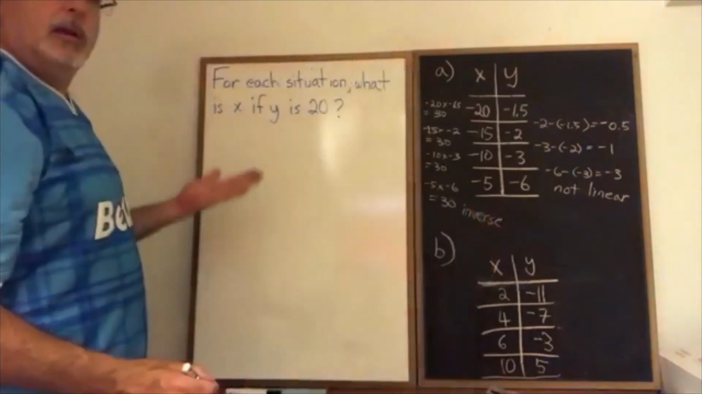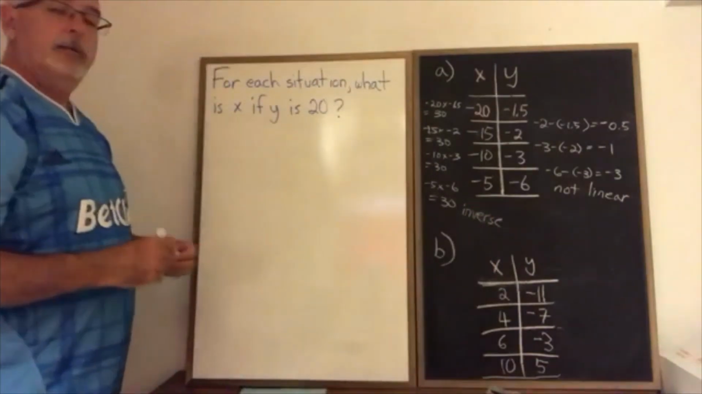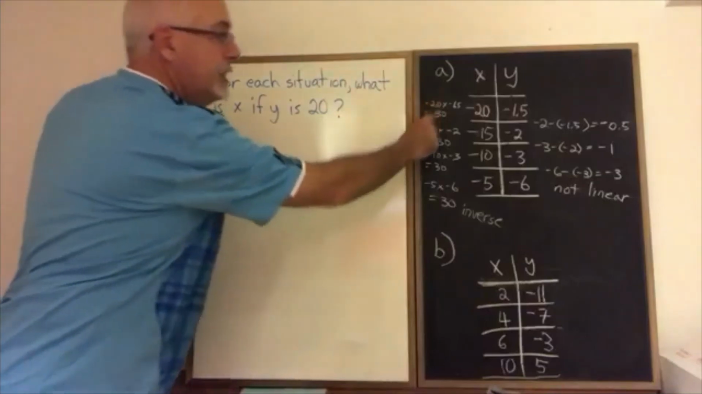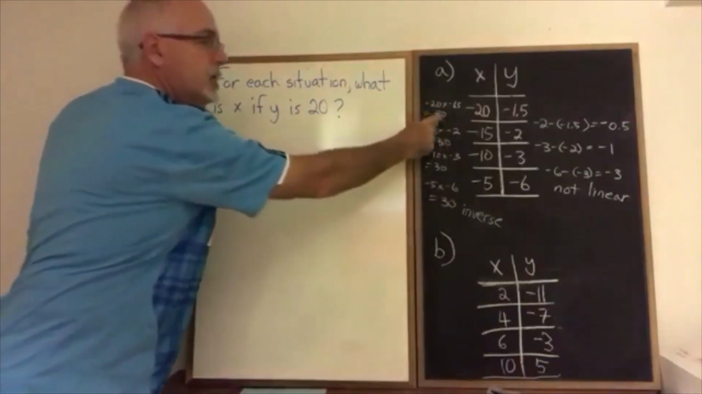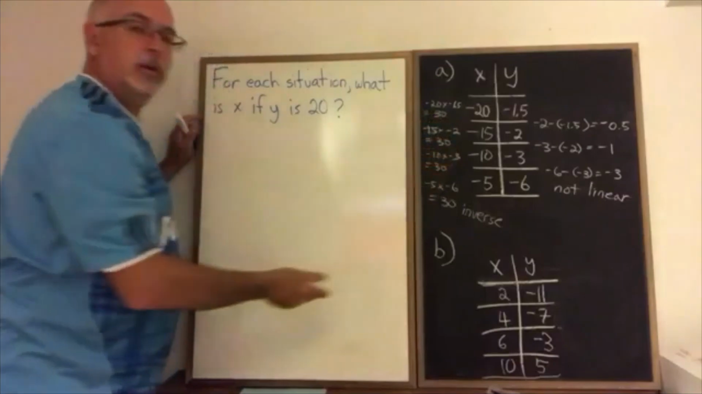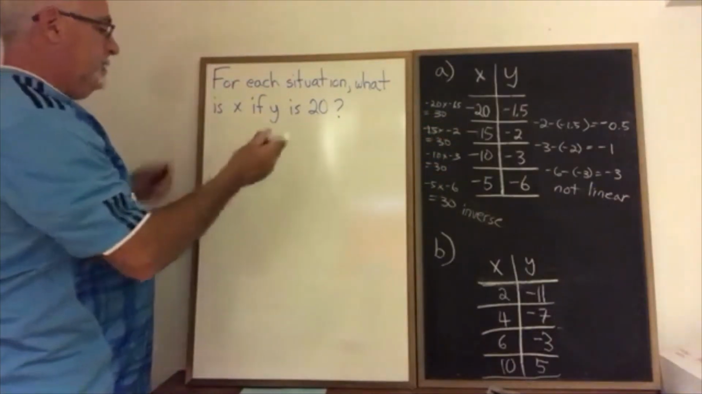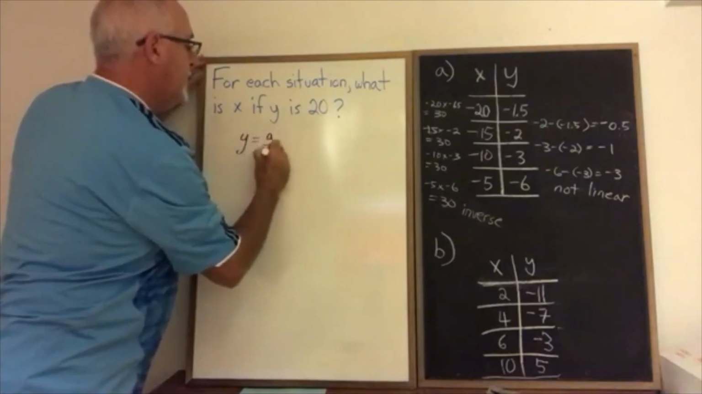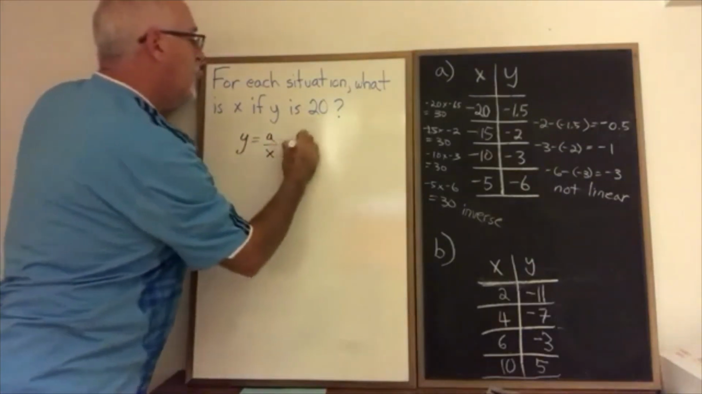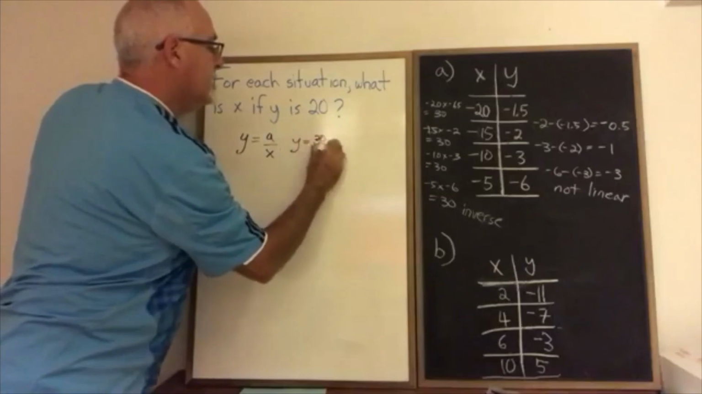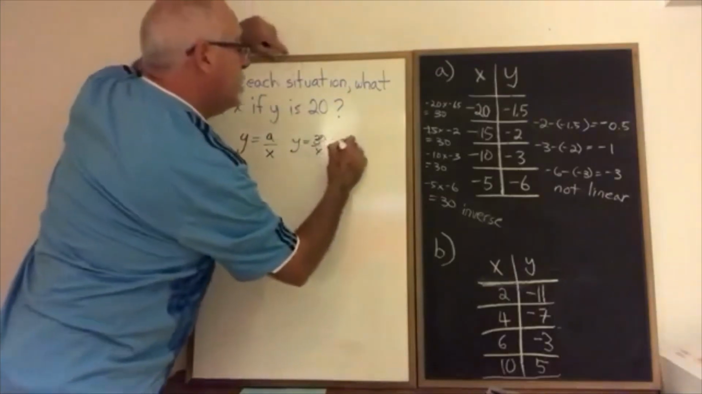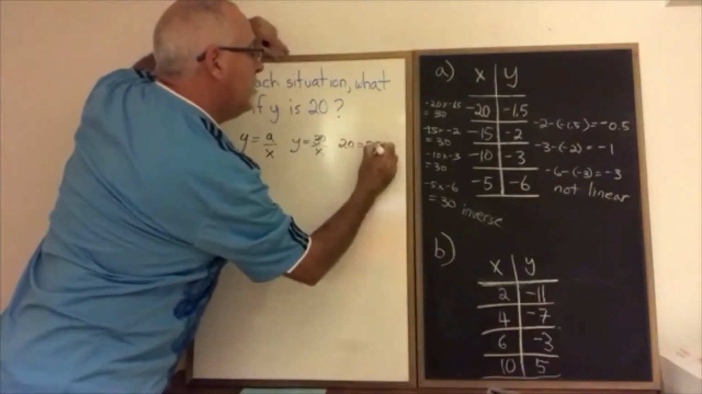What's next? We need to find the equation. Well, finding an inverse function's equation is very quick when you've already done this test, because that answer that we keep getting when we multiply is our a. The function has to have the form y equals a over x. This one will be y equals 30 over x. We're replacing y with a 20 to answer the question. 20 equals 30 over x.